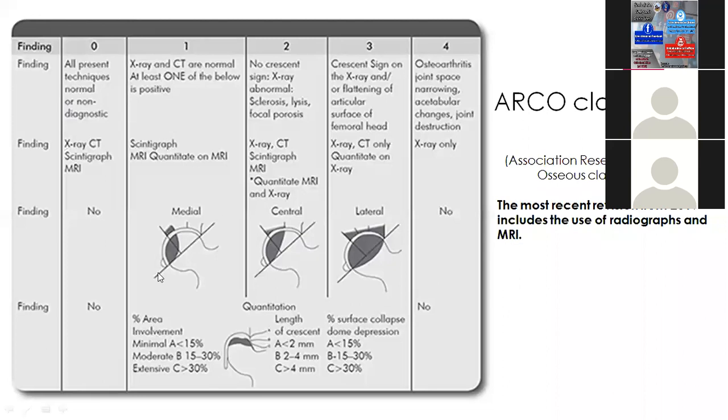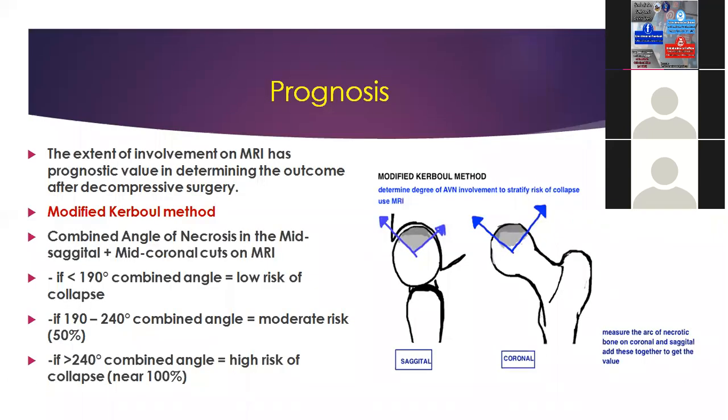So the area can be measured, and the MRI software can give you that. It's 50%, it's 35% affection like this. So you can manage the patient according to the affected percentage of the femoral head. Another merit of the MRI is the modified Kerr-Paul method, which I think you can imagine.